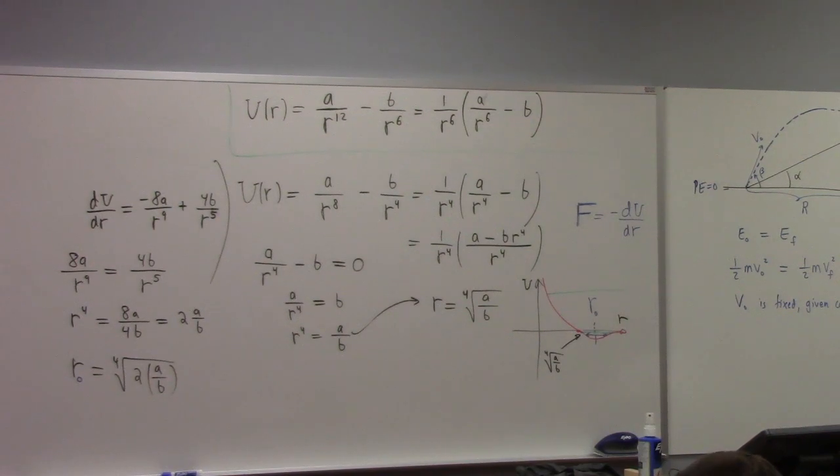And v naught y, well, we know this is what? Justin, you'll tell me. You got the other one. v naught what? This one, right? Sine beta. You got to square that thing.